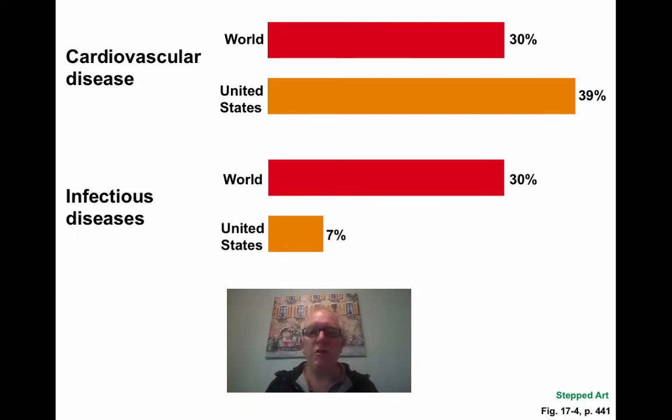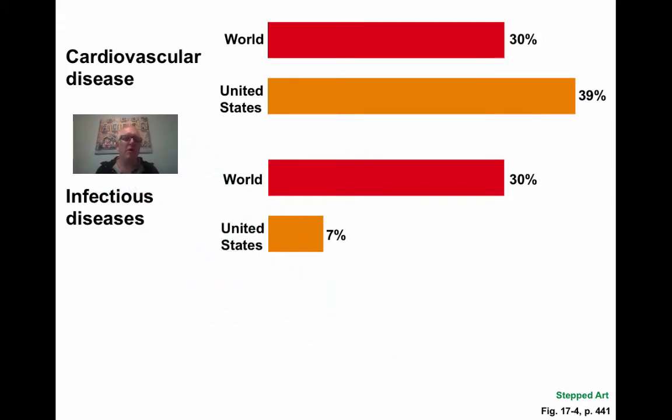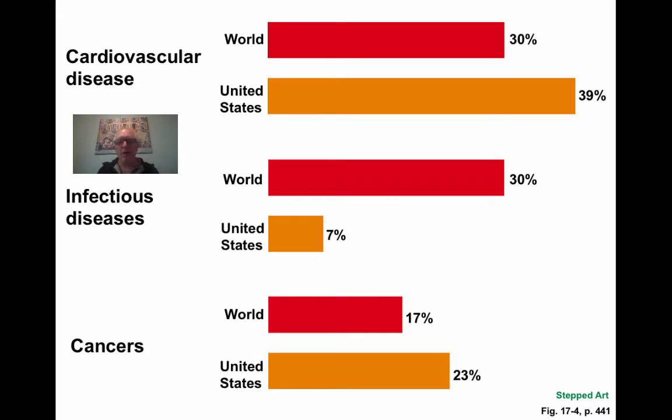Infectious diseases in the world, we're way behind the rest of the world, and that's due to the antibiotics and the vaccines and better sanitary conditions. How about cancers, though? We're ahead of the rest of the world in cancers. Any theories on that? Well, I have a couple theories.